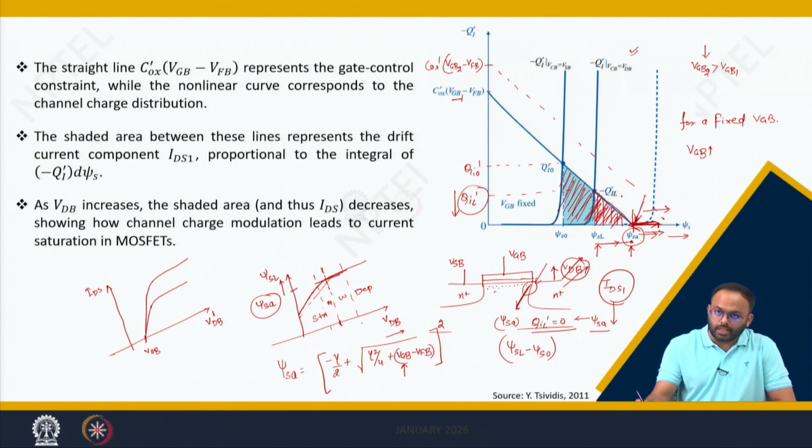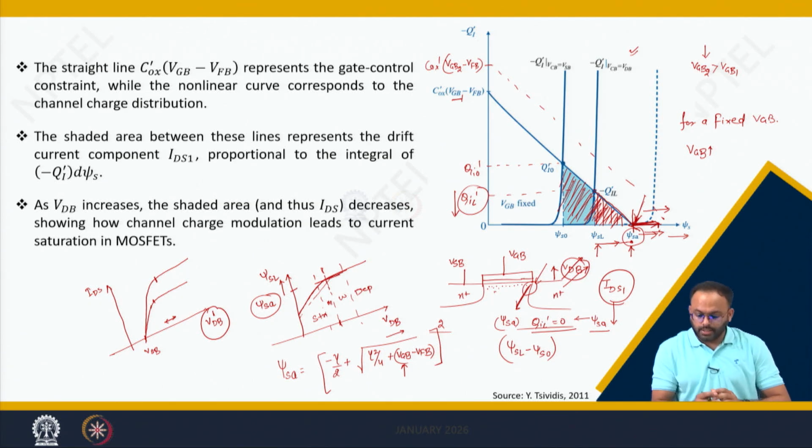because the area is increasing, as well as the saturation point is shifted towards the right-hand side, meaning that for a higher value of VDB the saturation takes place. So this is a graphical representation which will give you the idea of how we can understand the MOSFET behavior in the non-saturation and saturation regions of operation.